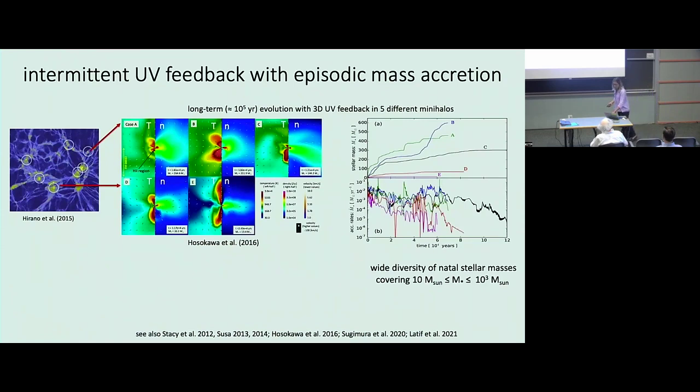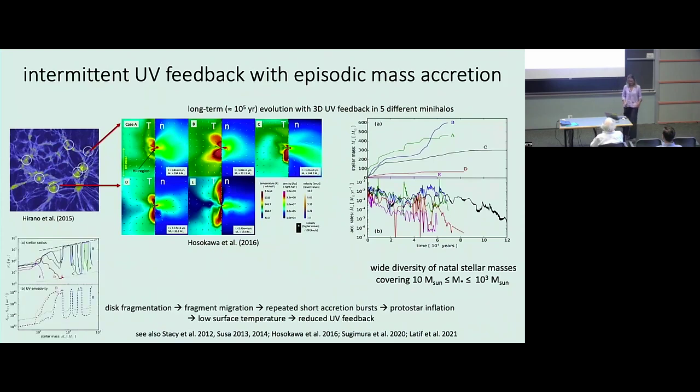I think this particular paper was very interesting because it pointed to interesting physics that happens here: disk fragmentation actually does not prevent the formation of massive stars, because you have fragment migration inward and repeated episodes of accretion, which inflates the primary star, and in this bloated state, the primary star has a reduced surface temperature, decreasing the UV feedback onto the surrounding gas. So you have a positive loop here, and fragmentation may lead indeed to a faster growth of the primary star.